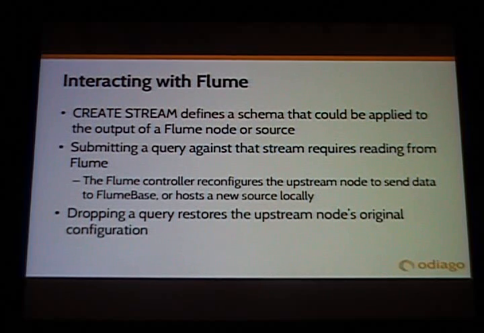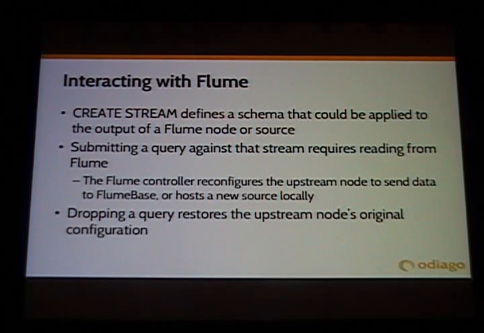The system interacts with Flume basically at the endpoints and as lazily as possible. So when we create a stream, all we're doing is representing that we have some stream coming from a source that we could query, and that we know that if we queried it, we know what its schema would look like. It's only when you actually submit a query against that stream that it actually connects to the Flume nodes that provide that data and reconfigure them to send their output both to their original destination as well as to the Flume-based server.